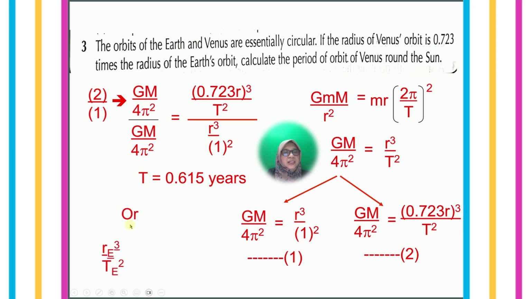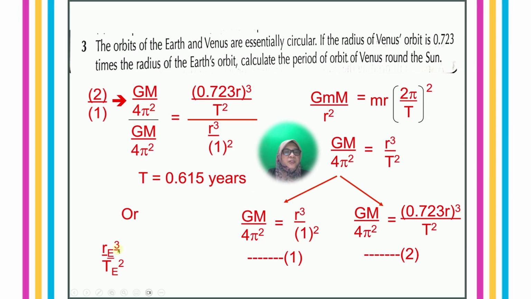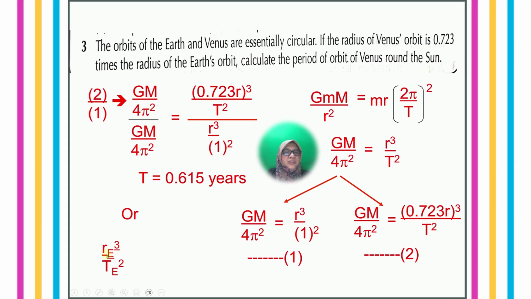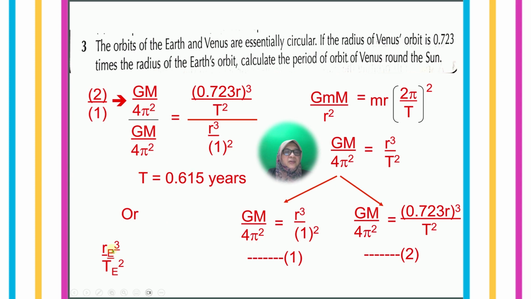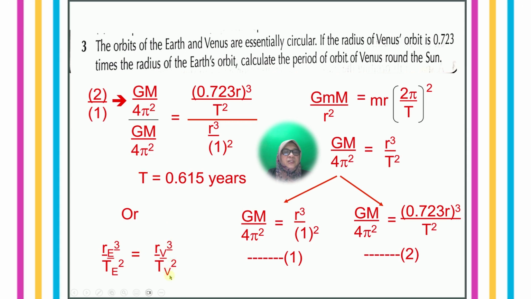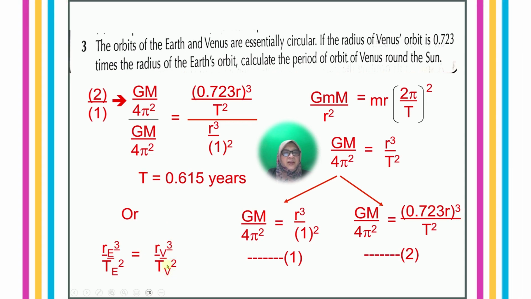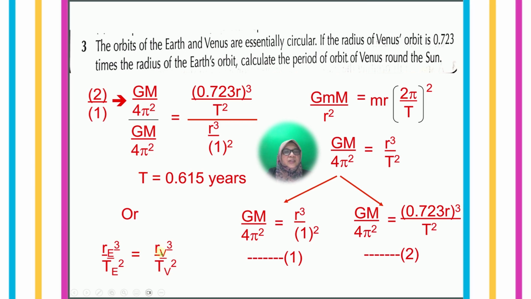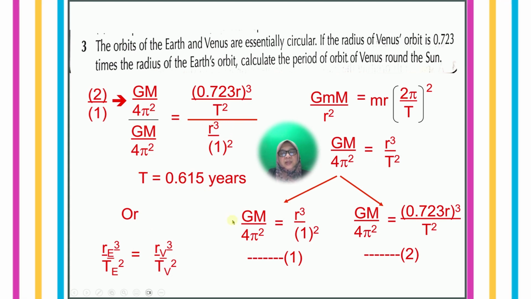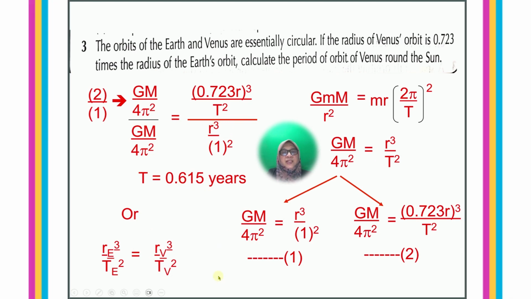Okay, so this is another method. You can use the variation method, because we know that GM over 4 pi squared is a constant. So you can use a variation where r Earth cubed over T Earth squared equals r Venus cubed over T Venus squared. Okay, so you can use this method also instead of the ratio method. Actually, both are the same. Both methods can be used in the exam.